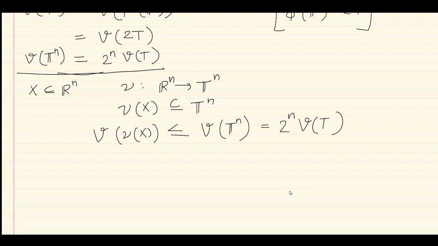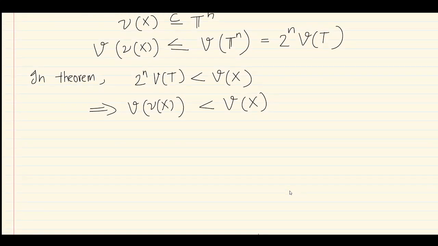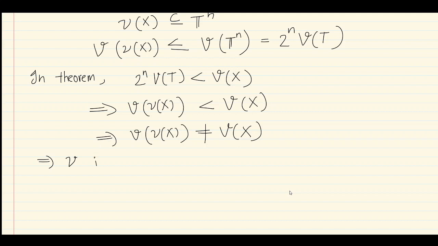But in the statement of the theorem, it is given that 2^n times the volume of T is less than the volume of X. Applying this, the volume of mu of X is less than the volume of X, which implies that the volume of mu of X is not equal to the volume of X, which simply means that mu is not volume preserving.